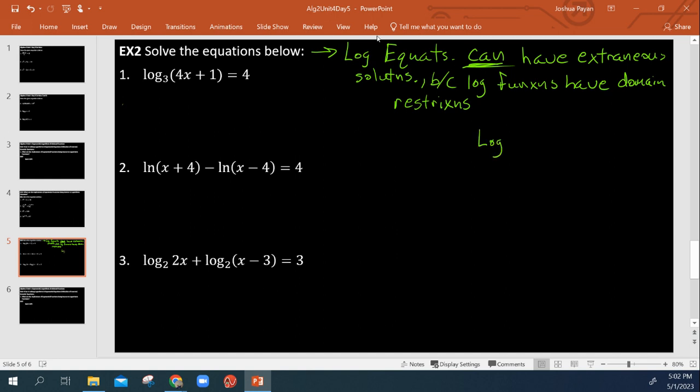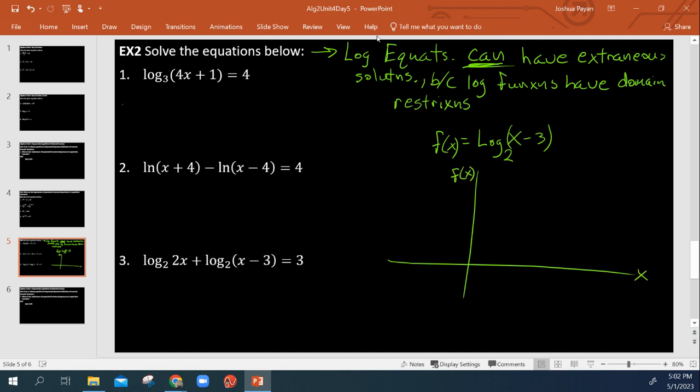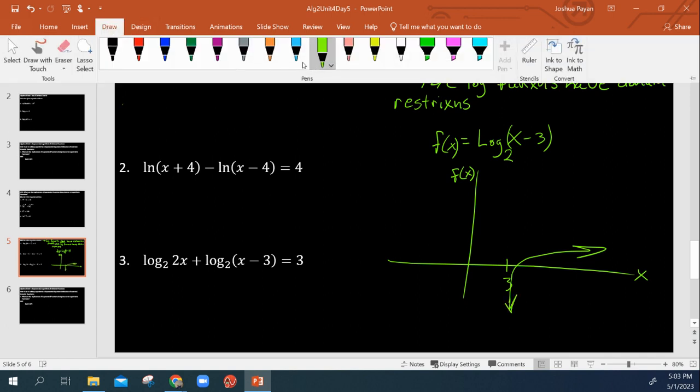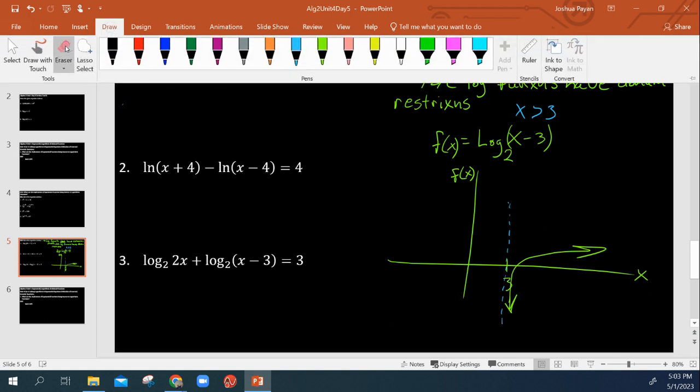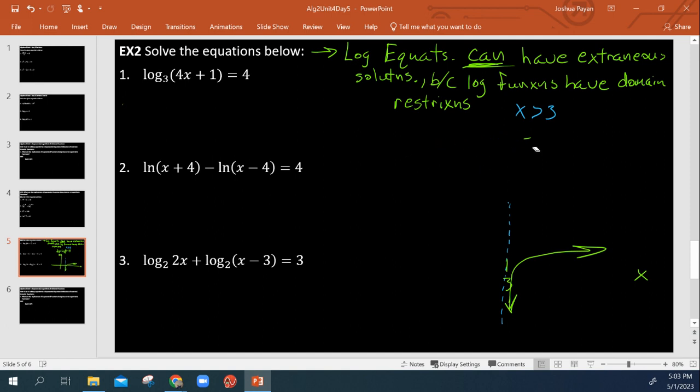So, for example, if I had log base, who cares, 2 of x minus 3, let's say, is equal to f of x. Well, of course, we have to consider that x cannot be just anything, right? I'm shifted to the right by 3, which means my vertical asymptote exists right here at x equals 3. So what that means is x needs to be greater than 3. Otherwise our solution there would be extraneous. Because we have domain restrictions, our domain would go from positive 3 to positive infinity. Because we have those domain restrictions, we can have what we call extraneous solutions.